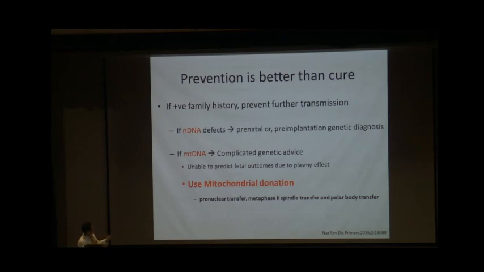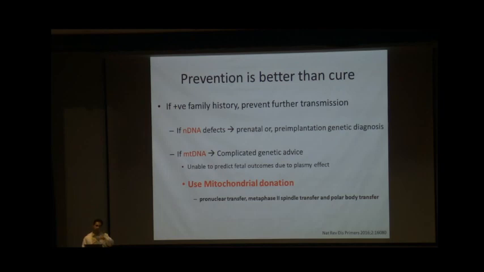If you have a positive family history, you have to prevent the further transmission. So what do you do in such cases? If you have nuclear DNA defects, you can just do a standard genetic diagnosis. You can do a CVS sampling, amniocentesis, do the mutation testing even in the prenatal period, during the conception. But if it is mitochondrial DNA, it is very complicated. So you will not understand because a mother may be having a severe disorder because of that bottleneck effect I told you. You cannot predict whether the child is going to have mitochondrial disorder or not.